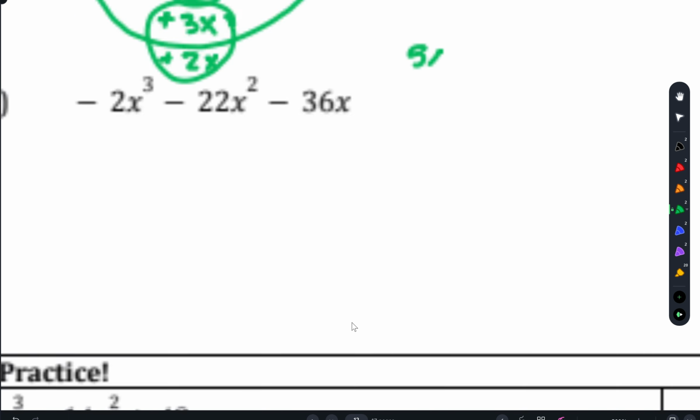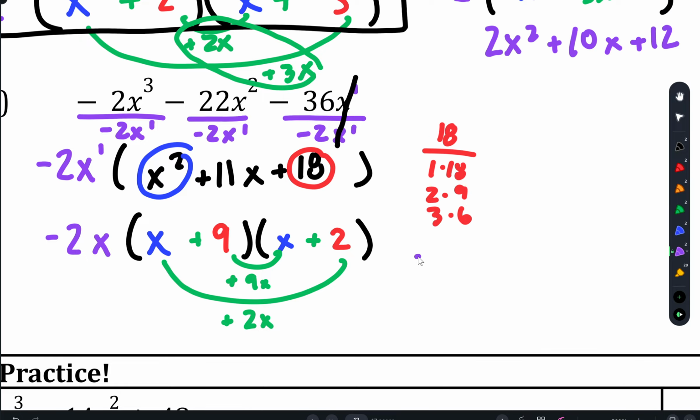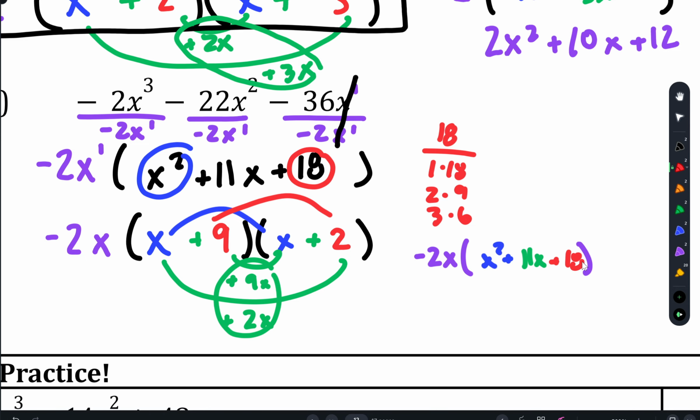Okay, off to the side, we're going to double check. Here's my GCF. Oops. Negative 2x. On the inside, I have 11x. I have x squared. And I have 18. I'm going to distribute it. Negative 2x to the third. Negative 22x squared. Negative 36x. Does it match? All the signs are the same. All the numbers are the same. The exponents are the same. We're good to go here. Here's my answer.